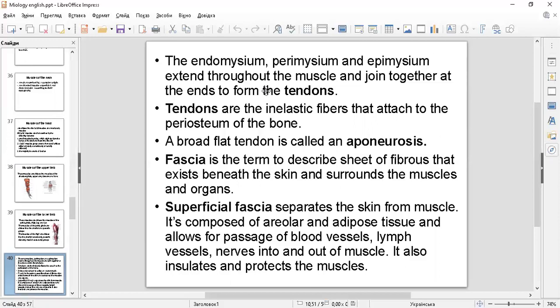Superficial fascia separates the skin from muscle. It is composed of areolar and adipose tissue and allows for passage of blood vessels, lymph vessels, and nerves into and out of muscle. It also insulates and protects the muscles.